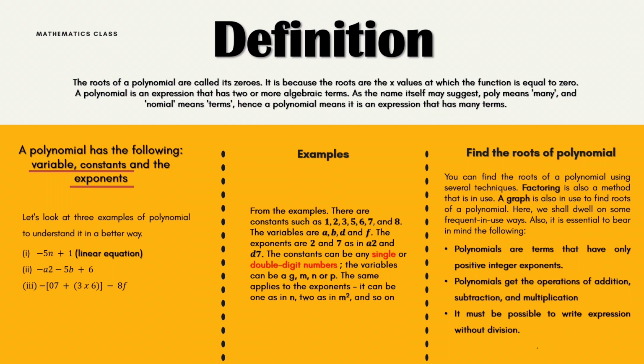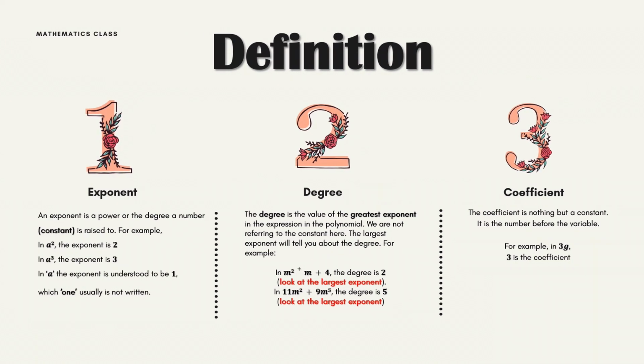The first one, polynomials are terms that only have positive integer exponents. The second one, polynomials get the operations of addition, subtraction and multiplication. The third one, it must be possible to write the expression without division. Now, let's look at these three: exponent, degree and coefficient.